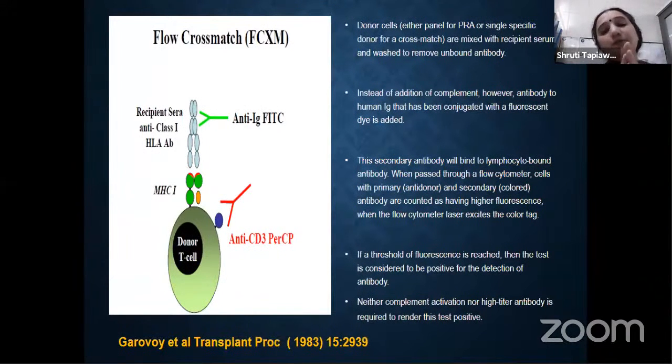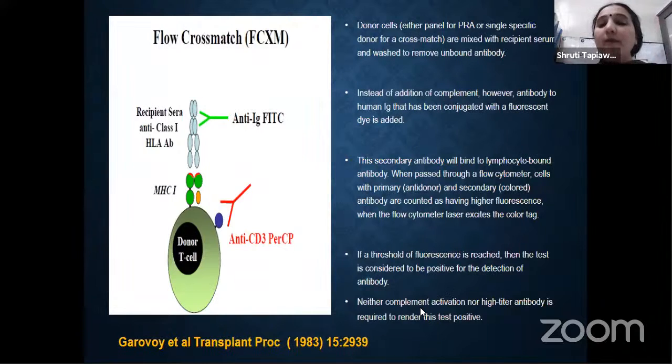So flow cross match is supposed to be extremely sensitive, and this came into use right from the 1980s. But it was used skeptically because it was giving so many positives. But then over the years, we have refined how we use a flow cross match, and it is seen that the flow cross match, in addition to a CDC, gives you a good idea as to what is happening. And what is done over here, instead of adding the complement, an antibody to human IgG that has been conjugated with a FITC dye has been added. And this enhances the cross match, and you are seeing the median fluorescent intensity values shift.